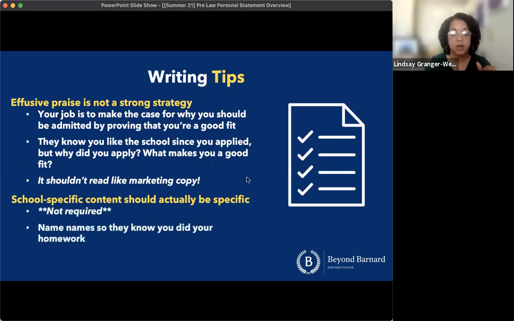It goes into this next part of making it actually specific. So name the names of professors or institutes, research centers, clinical opportunities, partnerships between the school and other organizations that resonate with you because they will help you become the lawyer that you want to be. And so effusive praise, not great. Being very specific, like, I want to attend your school because this professor teaches this class or does research in this research center or has published here, something like that ties into your narrative of why law and what you hope to do with it, because that's a much more compelling case.